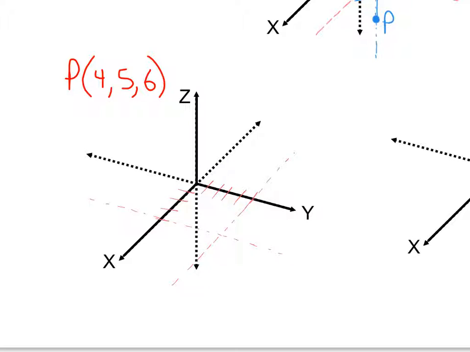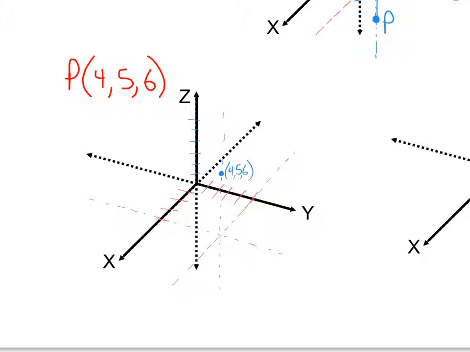Okay? And then the z is supposed to be a positive 6. So 1, 2, 3, 4, 5, 6. I measure that distance straight up here. Okay? So that same distance is going to put me right about here. And that's the point 4, 5, 6.